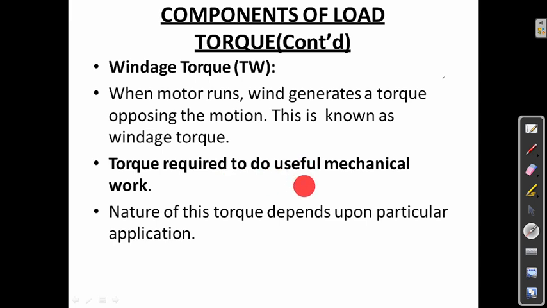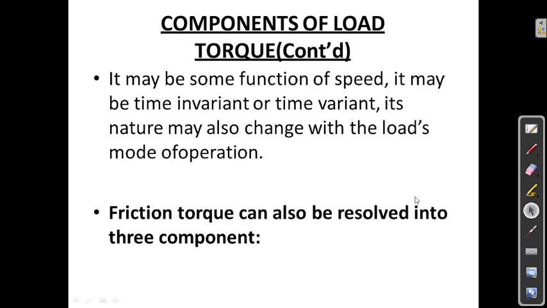Then there is the torque required to do useful mechanical work. The nature of this torque depends upon the particular application. It may be a function of speed. It may be time invariant or time variant. Whether time variant or invariant with the speed, its nature may also change with the load's mode of operation. The friction torque can also be resolved into three components.